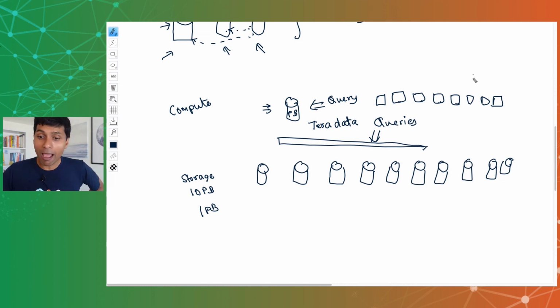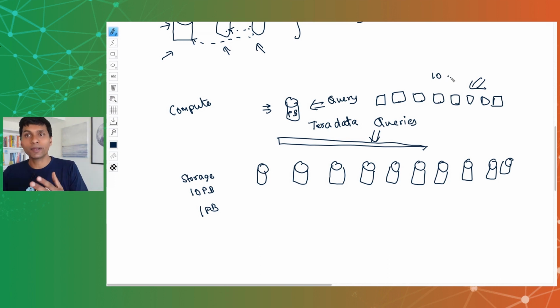And the same thing happens on the queries as well. Let's say I'm running 10 queries. BigQuery would automatically provision the infrastructure that is needed, the compute which is needed to execute those 10 queries. And later, let's say I'm running 20 queries or 25 queries. It will be able to automatically scale up.